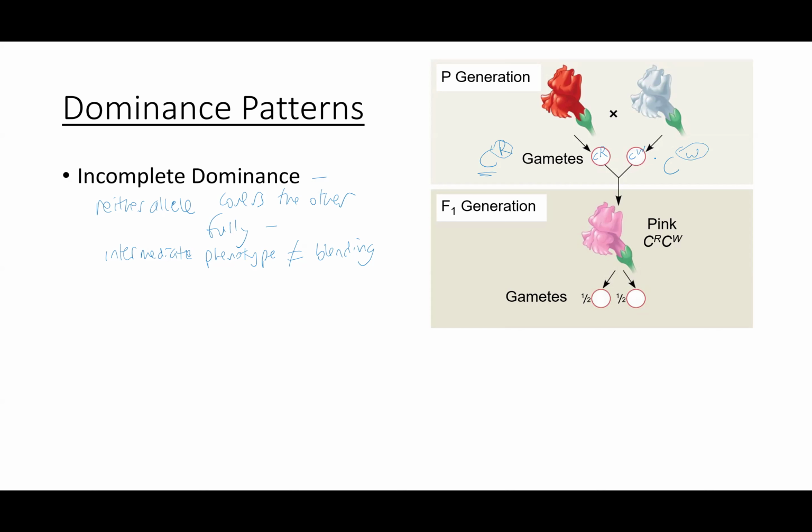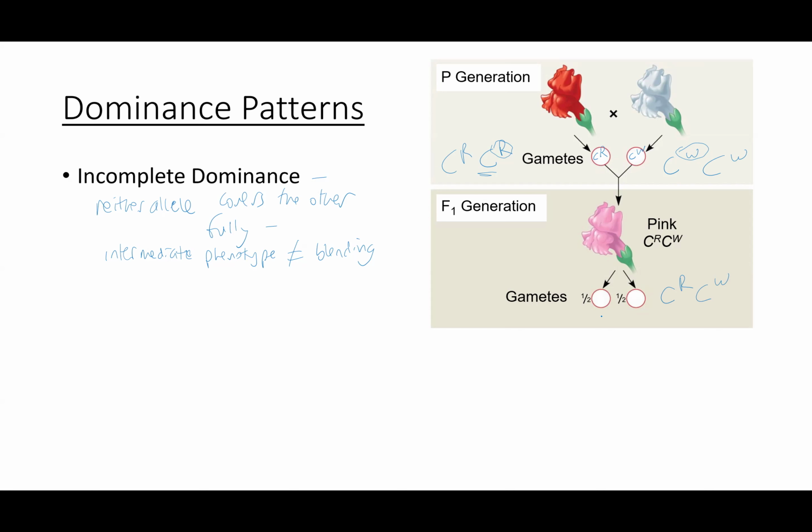So if we take a red parent that is true breeding red and we cross it with a true breeding white, they're still going to have two alleles for the trait. This parent can only pass on the red, this parent can only pass on the white, so we know each offspring is going to be what? What are they going to get? This parent can only pass on red, and this parent can only pass on white. So they have to have one of each. So half of their alleles are going to be CR, half of them are going to be CW, and again, you're going to see pink.